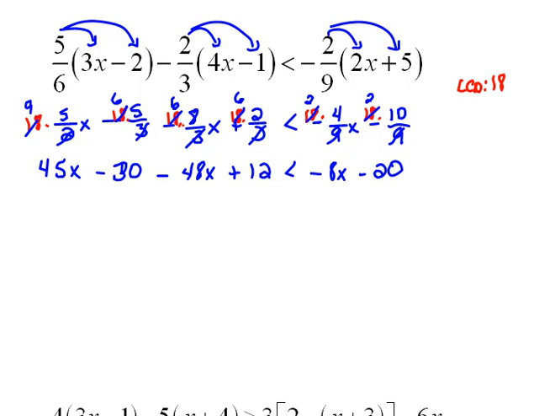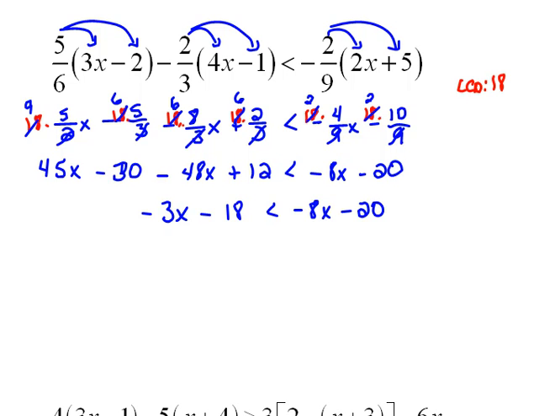So now we have a little bit larger numbers, the 45 and 48 to work with, but at least we don't have any fractions. Now we can combine our like terms. So 45 and a negative 48 would be a negative 3x, and a negative 30 and a positive 12 would be a negative 18. And now I haven't multiplied or divided by a negative, so my symbol stays the same direction. And over here we have negative 8x and a negative 20.